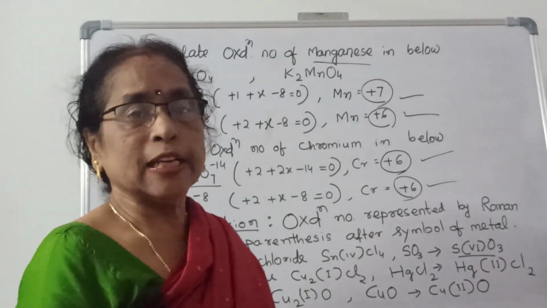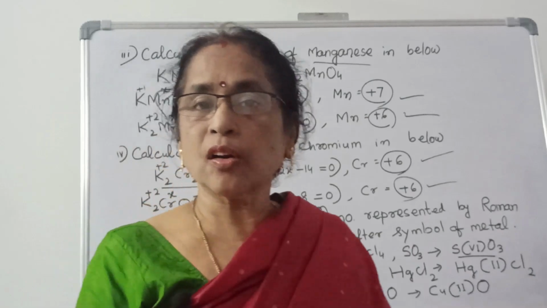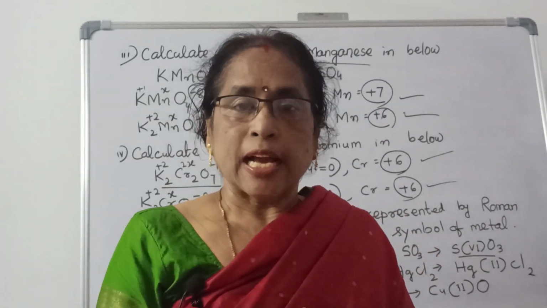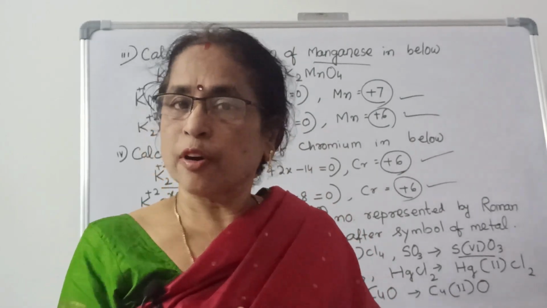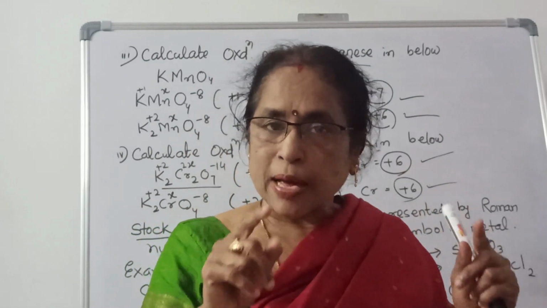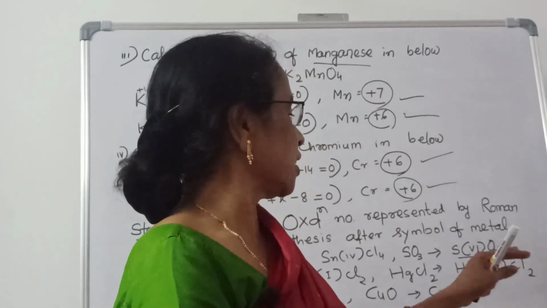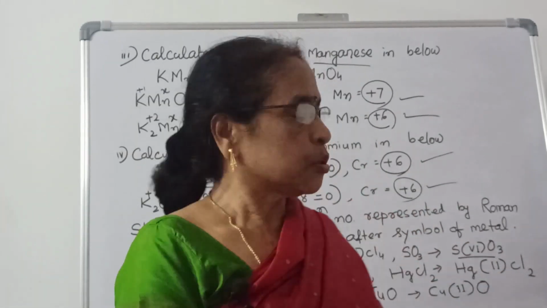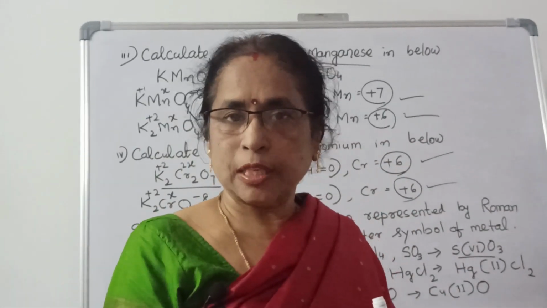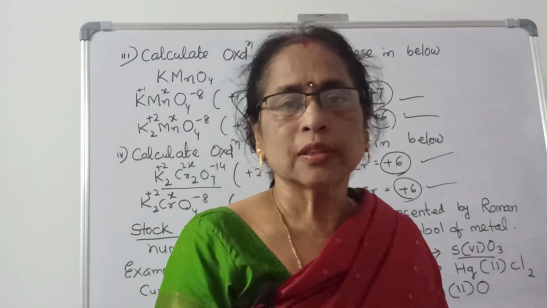Next, SO3, sulfur trioxide. What is the oxidation number of sulfur here? That is plus 6. Sulfur is not a metal, but for non-metals also we can use it. So after sulfur, in parenthesis I have to put the Roman numeral 6. So what is the formula now? S in bracket Roman numeral 6, and after that O3.